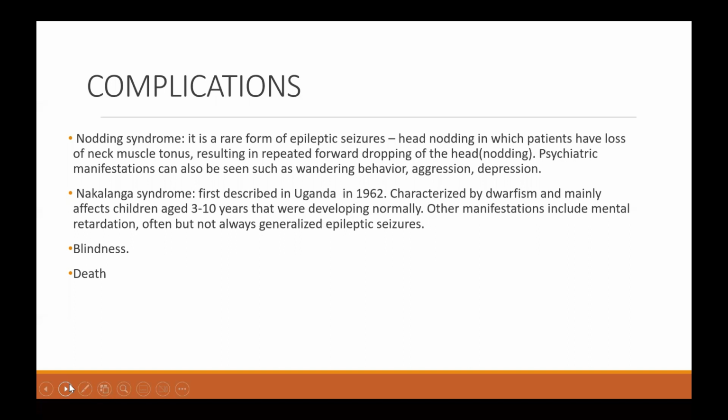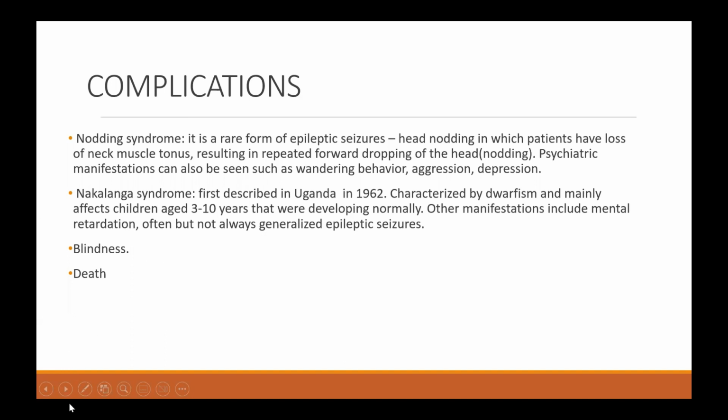And then there's Nakalanga syndrome, which was first described in Uganda for children who have been affected by onchocerciasis from a very young age. It can stunt their growth and cause some form of dwarfism, and can cause some degree of mental retardation.